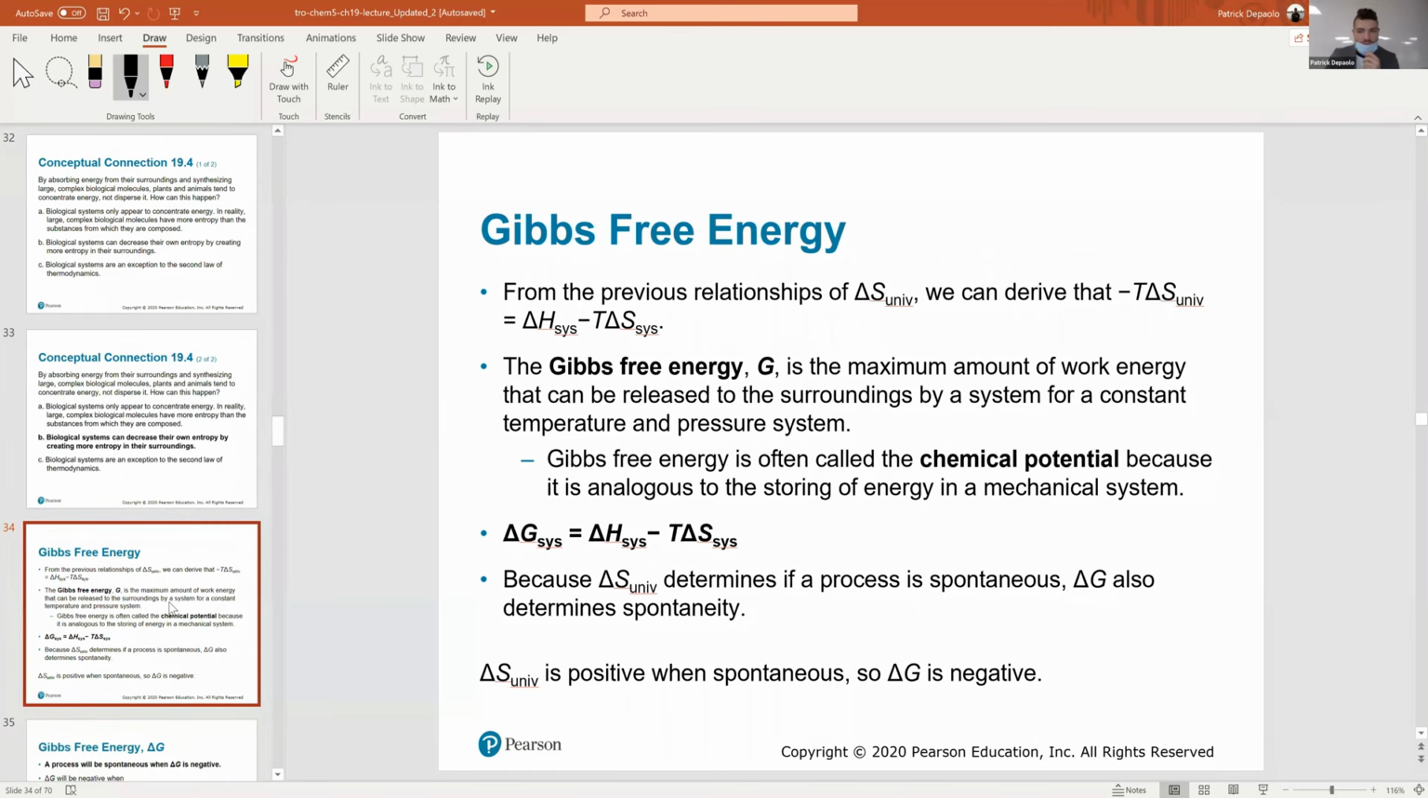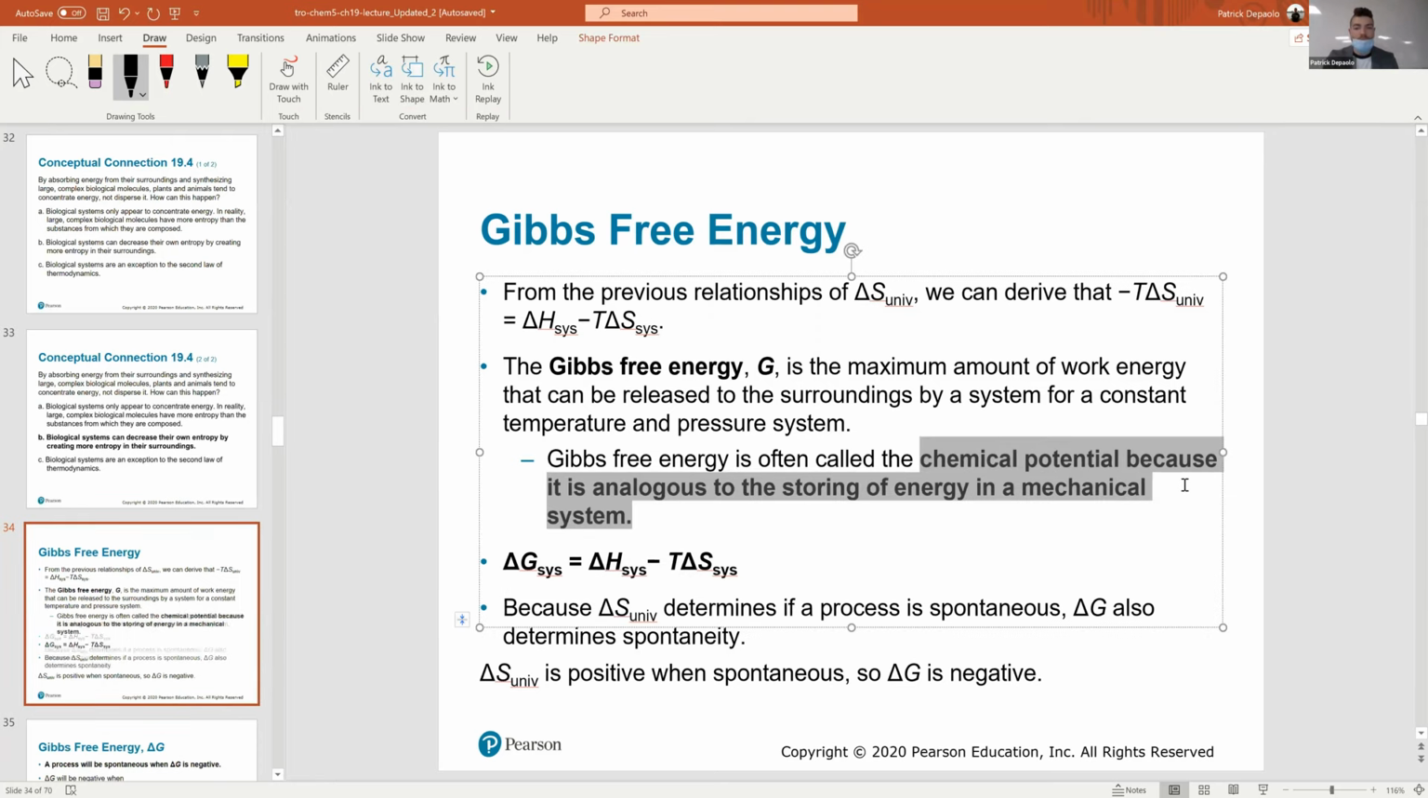Okay, so let's move on to other important things. We have Gibbs free energy. So Gibbs free energy, in terms of definition, is the chemical potential energy. Chemical potential.